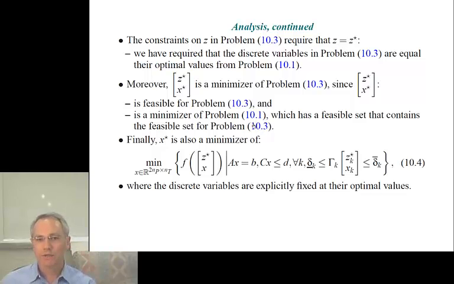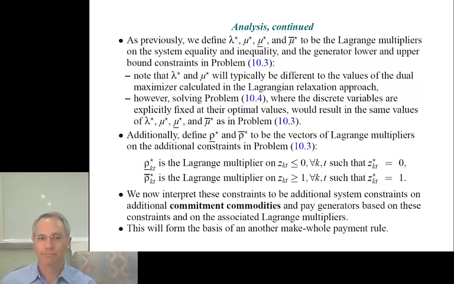So conceivably, since problem 10.3 has a smaller feasible set, it might have a higher minimum and a different minimizer, but since the minimizer of 10.1 is by construction feasible for 10.3, that minimizer of 10.1 is also the minimizer of 10.3. Furthermore, x star is also a minimizer of problem 10.4, where I now remove z as being a decision variable and simply plug in z star to my objective. So in problem 10.4, the discrete variables are explicitly fixed at their optimal values.